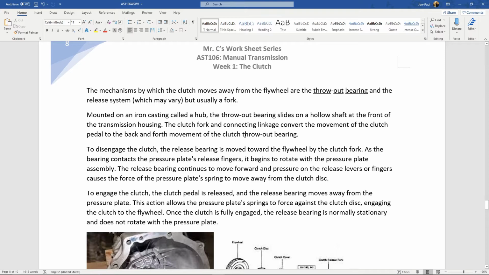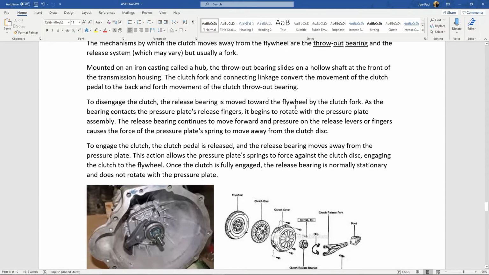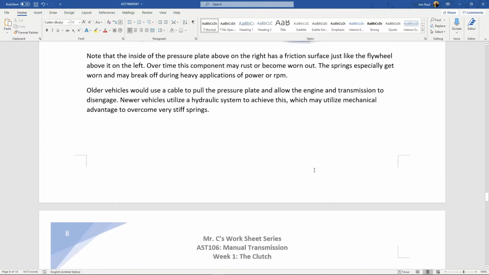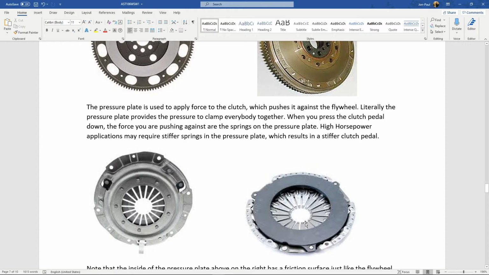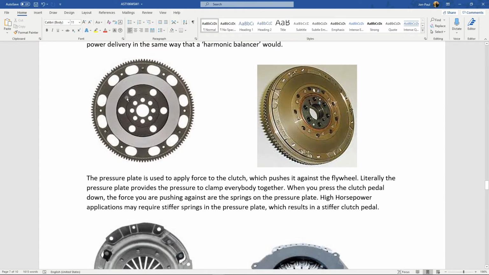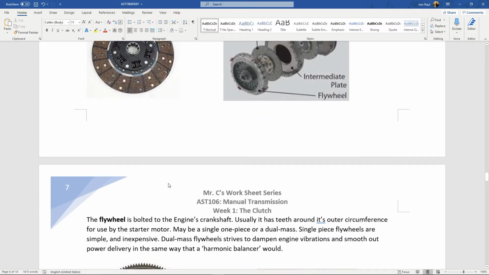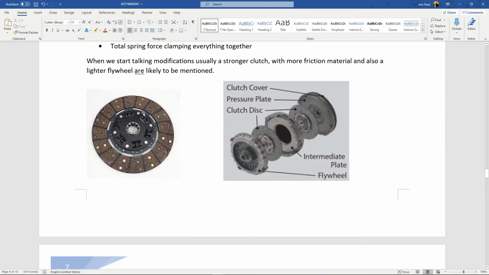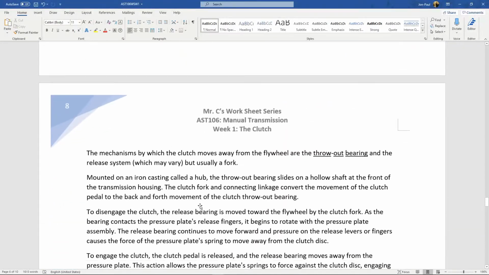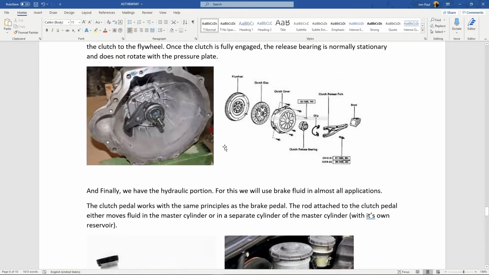The mechanism by which the clutch moves away from the flywheel is the throwout bearing, and the release system is usually a fork. So what is going to make this pressure plate move away from the flywheel and allow the clutch to spin, and then therefore the engine and transmission disengage, is this system right here. This diagram does a great job.